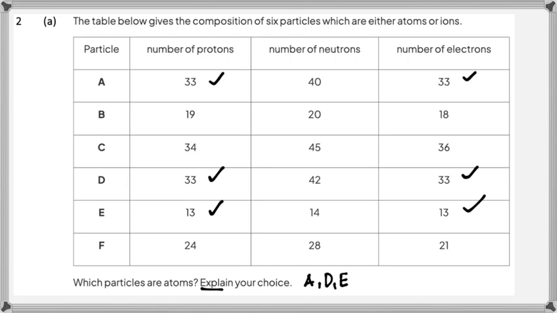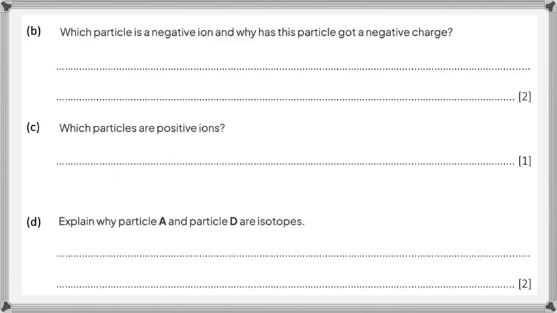I would say the answer here will be letter C, so particle C. Why is that? Because there are 34 protons for particle C, and there are 36 electrons compared to the other given particles. All right, particle C. It was asked why, so we need to reason out.